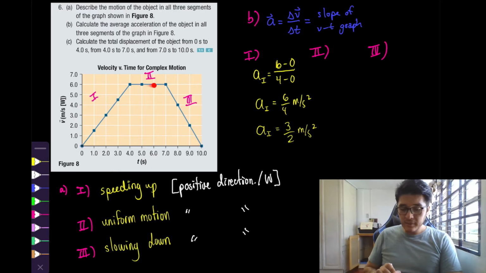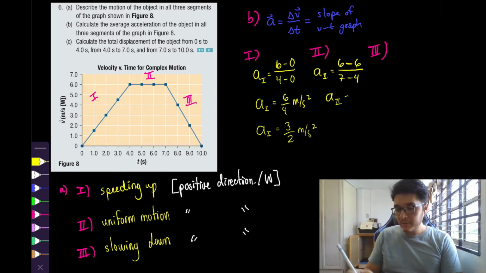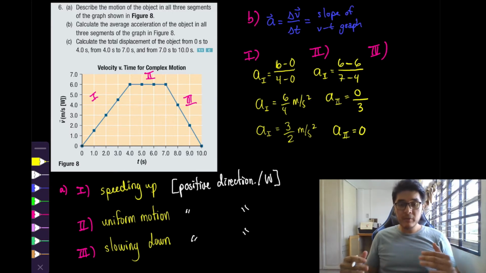For the second part, notice that the velocity value does not change. So we can have the acceleration for the second part. Final velocity is 6. Initial for that section is also 6. The time interval is between 7 and 4. But because the top part is already 6 minus 6, which is 0, and 0 divided by anything is always going to be 0, which we expect, right? Because if it's uniform motion, then it's not accelerating, so it is 0.